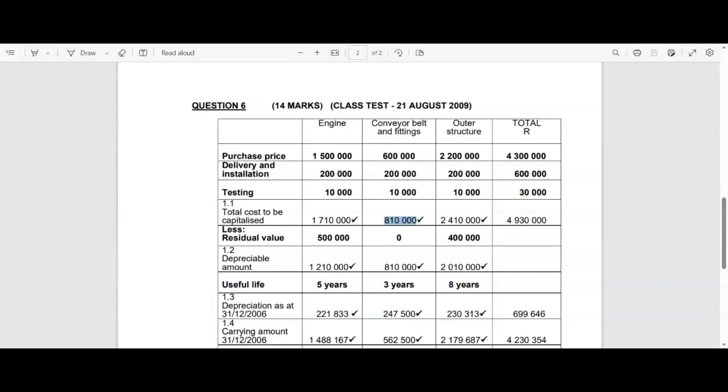We're going to credit that account and we're going to debit the account called bottling plant conveyor belt and fittings cost. Right, ladies and gentlemen, the same with the outer structure. Our purchase price was 2,200,000. We add the two directly attributable costs, the 200,000 rands for the delivery and installation, and the 10,000 rands for the testing. So that gives us a total cost in that account for the outer structure of 2,410,000 rands.